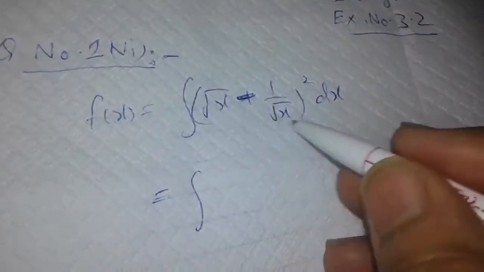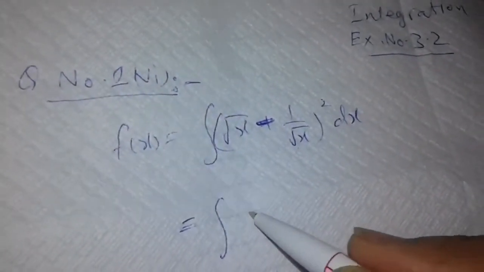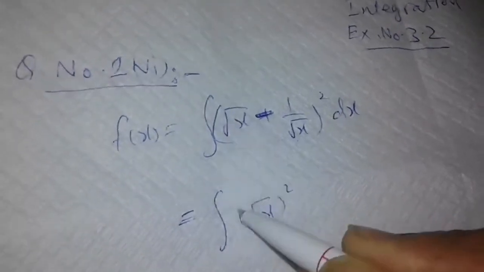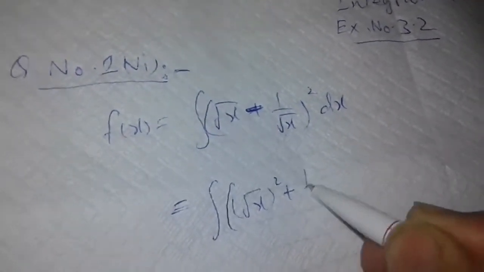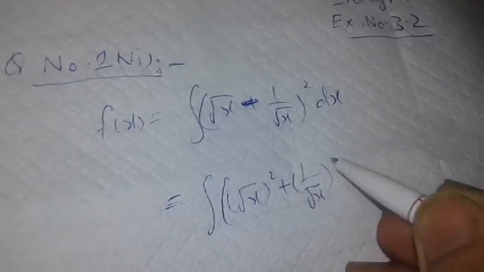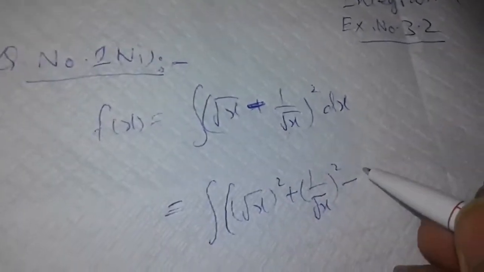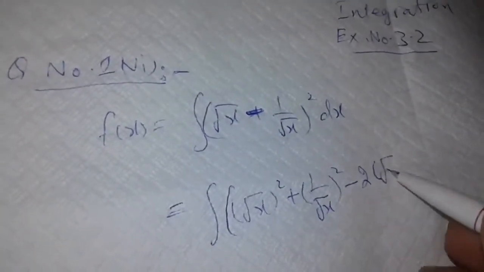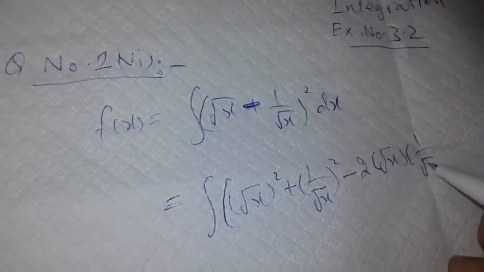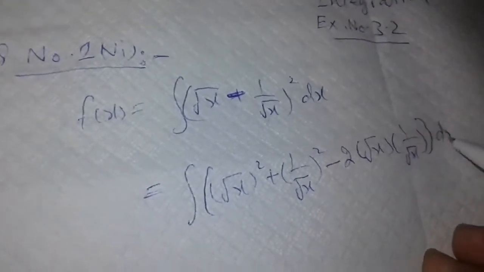So by opening the square, these two terms will become first term square plus second term square minus 2 into first term into second term, into dx.